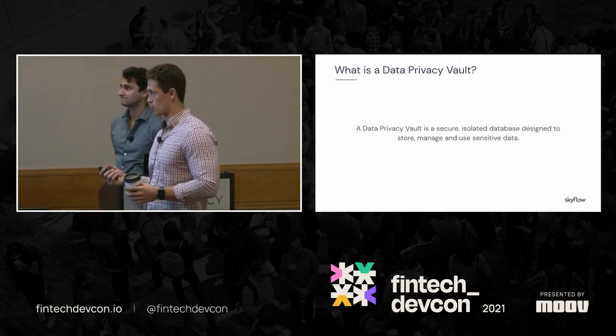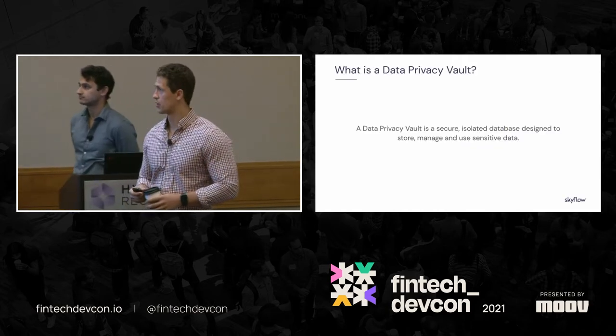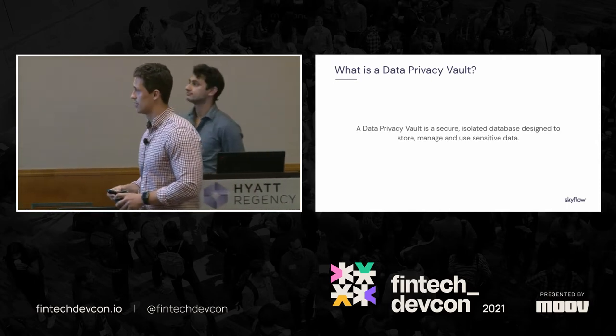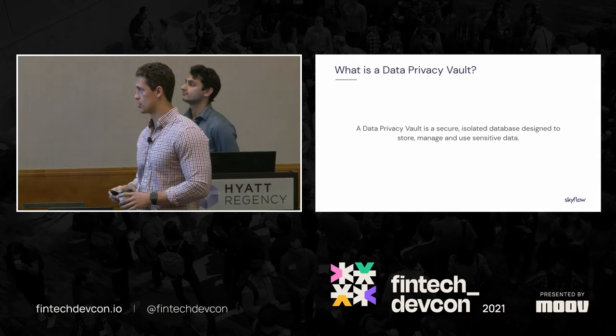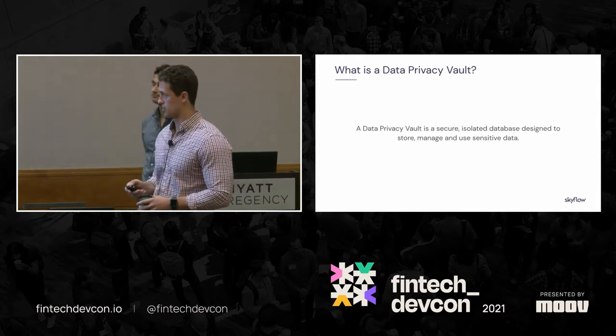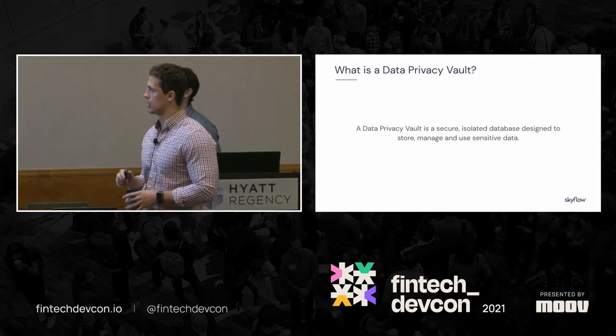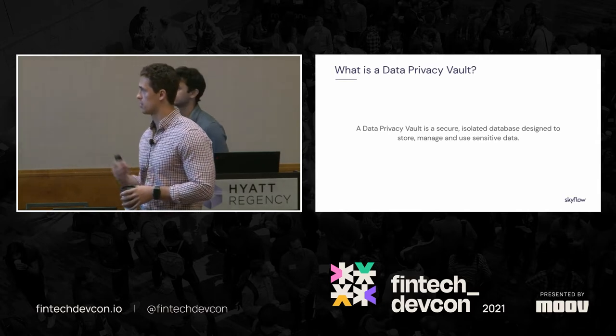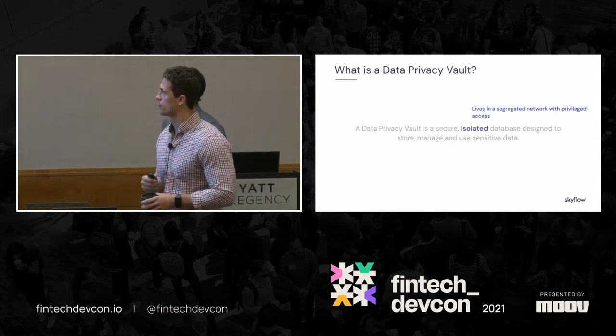So I think the first question is, what is a data privacy vault? And this is how we try and define it. A data privacy vault is a secure, isolated database designed to store, manage, and use sensitive data. I think there's a lot that's packed in that sentence. So what I want to do is unpack each of those words and talk about what that exactly means. What are each of those words, secure, isolated, database, store, manage, what does that really mean?